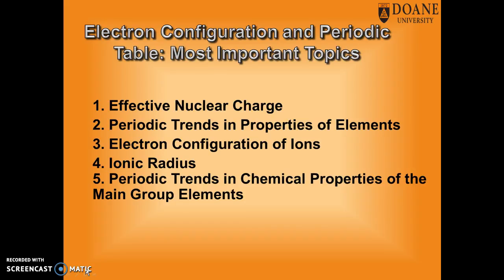Let me first start out by talking about the most important topics that you will have to focus in on in your book. The electron configuration and the periodic table properties. Get familiar with effective nuclear charge and the periodic trends in properties of the elements. Also, you have to learn how to do the electronic configuration of ions, not just elements, but also when the elements are charged. Furthermore, you must learn about the ionic radius as well as the periodic trends of all the main group elements.